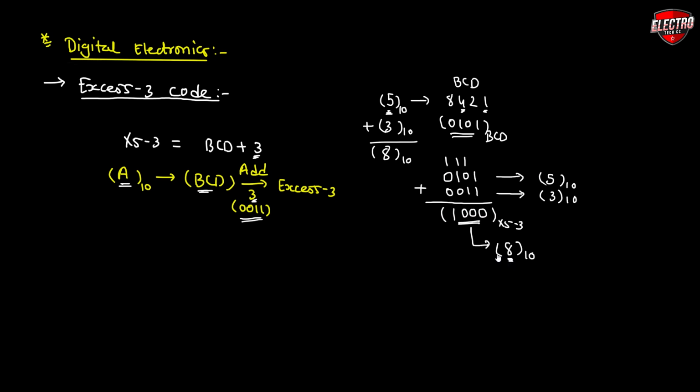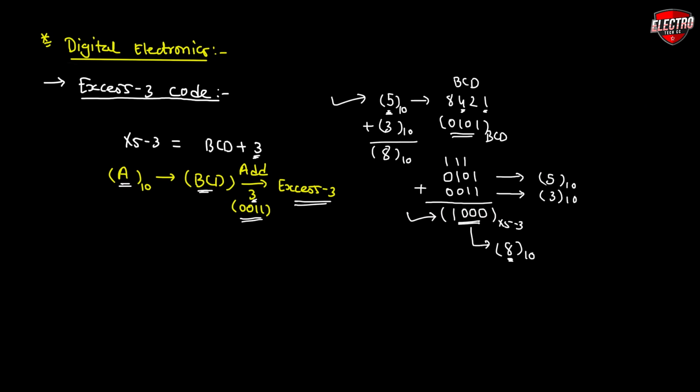Now the meaning of Excess-3 is represented over here. We have one number, that is 5, and we get the final answer, that is 8. So 8 is the Excess-3 of 5, or 3 more than 5. Okay, this way we can convert any decimal number into Excess-3 code.